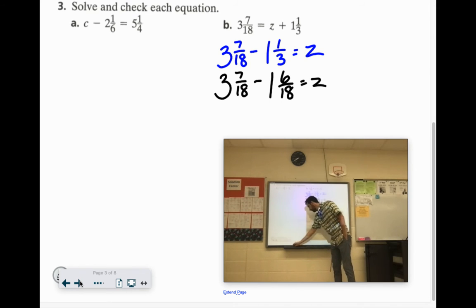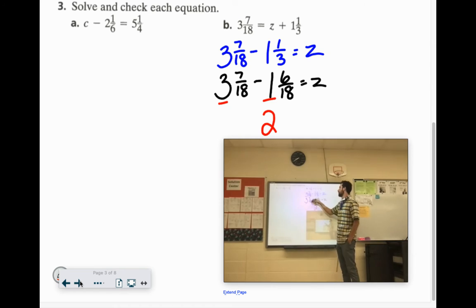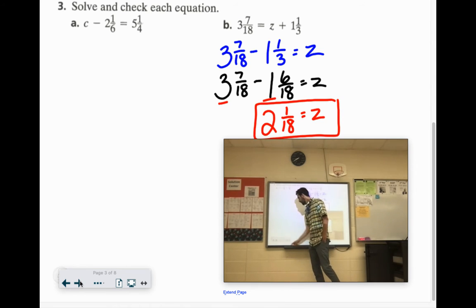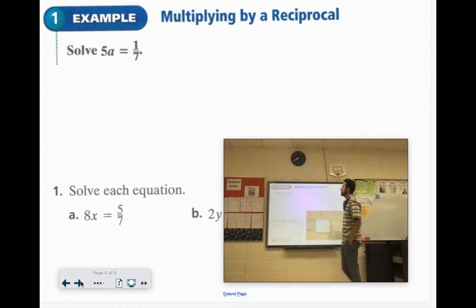So if you subtract the large numbers, 3 minus 1 is 2. 7/18 minus 6/18 would be 1/18. Pretty tricky. All right, now with multiplication and division.